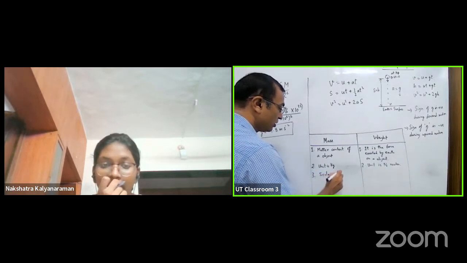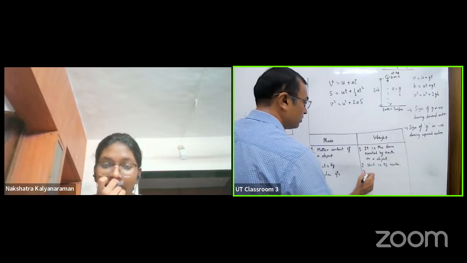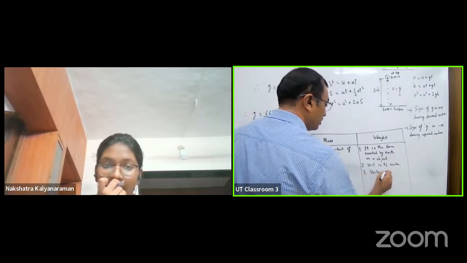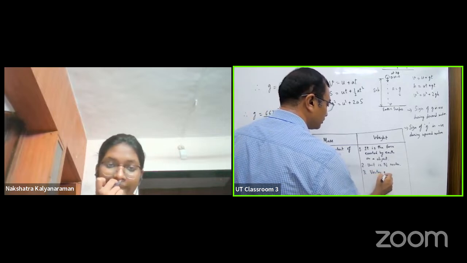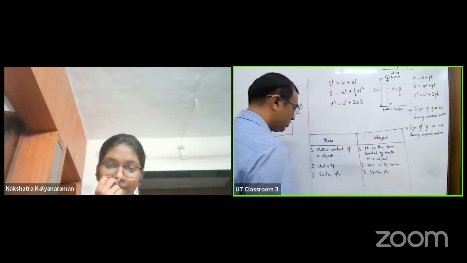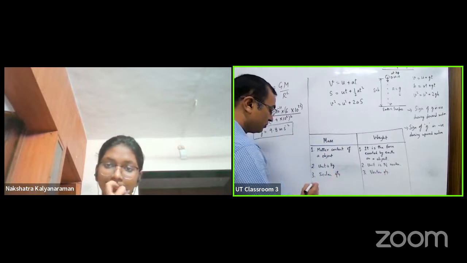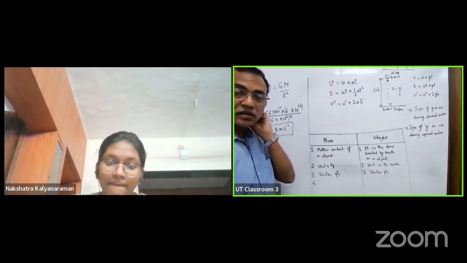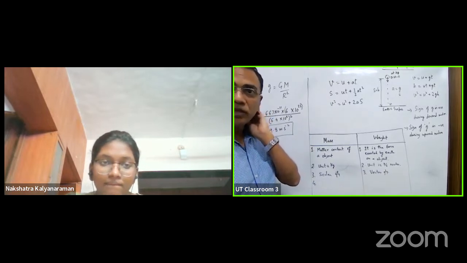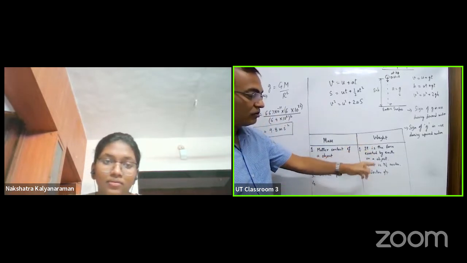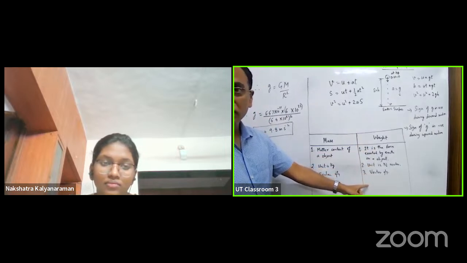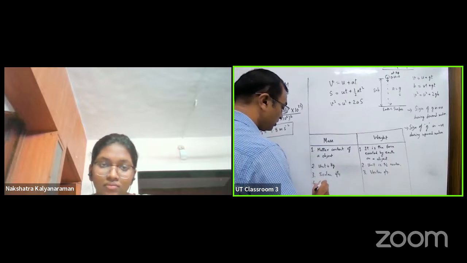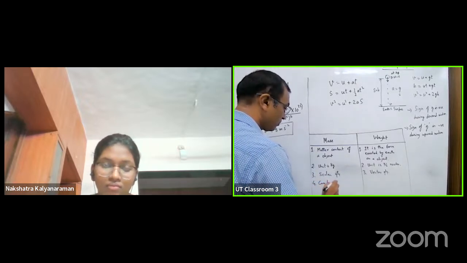So it is a scalar quantity, whereas weight is a vector quantity because it has both magnitude and direction. What else? How can you measure weight and mass? Mass can be measured using a beam balance, whereas weight can be measured using a spring balance.